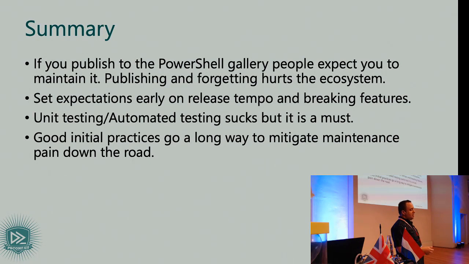Set expectations on release tempo of major versions. So do release at the very least one or two or three major versions a year if you have to, with breaking changes. I'm not saying just do it on purpose, just if you have major breaking changes, do it. Don't be hesitant of conflict or pushback. People need to learn best practices. Use unit testing and automated testing. I know it sucks. I know it's a lot of work. But believe me, it sucks more when you have to fix stuff. And also, just doing general good practices at the beginning will save you a ton of headache in the long run.